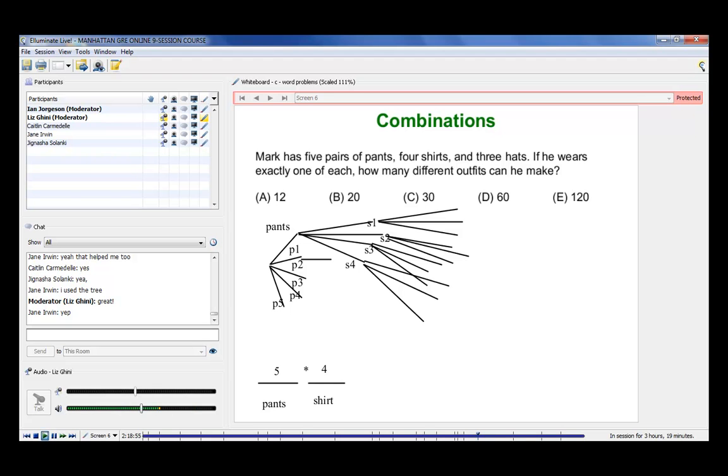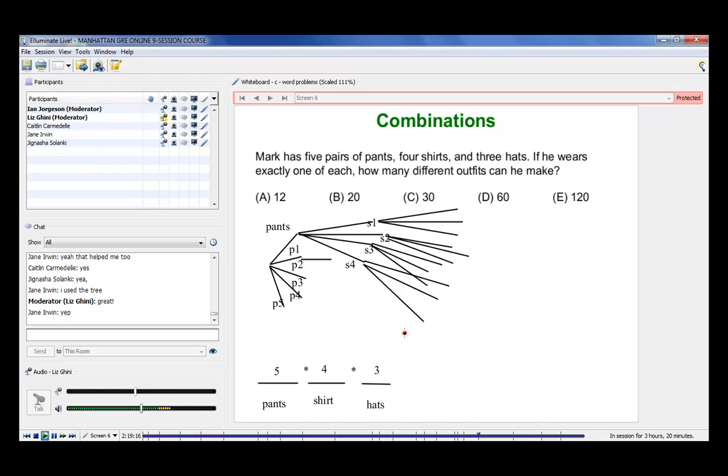And then the same thing with the hats. So I've come up with 20 pants and shirt combinations, and then there are 3 possibilities for the hats. So I multiply again. So this tree, although I would never want to write this one out, this is horrendous, leads me to how to think about this.